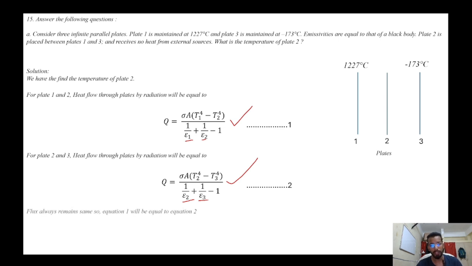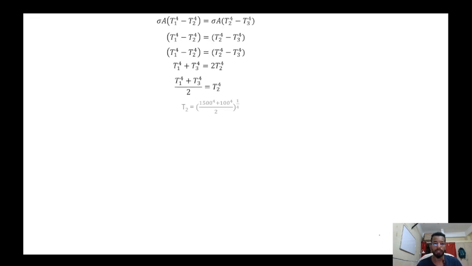So equating 1 and 2. Okay, so I just equate 1 and 2. Since E1, E2 and E3 all are equal to 1, we will get finally this. And solving this equation, we will get this. In degree Celsius or whether the question asking in Kelvin, we have to put the value in accordance with the question. So this is the final answer.